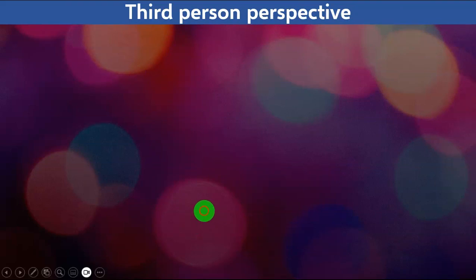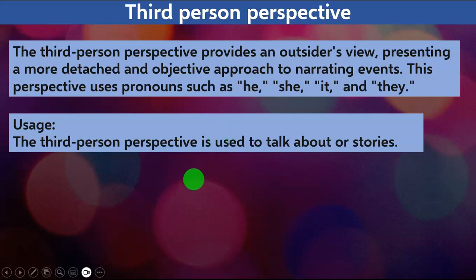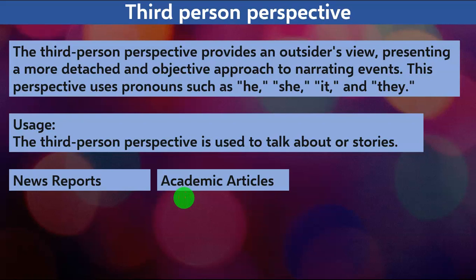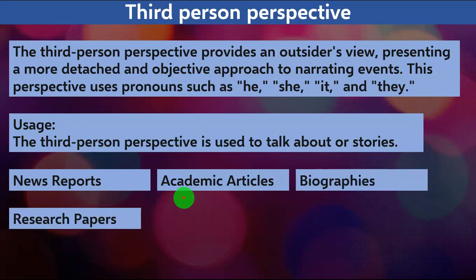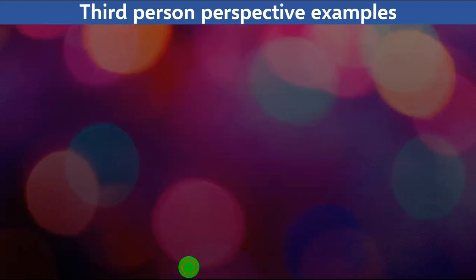Now let us understand the third person perspective. The third person perspective provides an outsider's view, presenting a more detached and objective approach to narrating events. This perspective uses pronouns such as he, she, it and they. Now let us understand where we use the third person perspective. The third person perspective is used to talk about events or stories, right? We use the third person perspective in news reports, academic articles, biographies, research papers, historical narratives, and fictional novels, right? So let us take a few examples of the third person perspective.